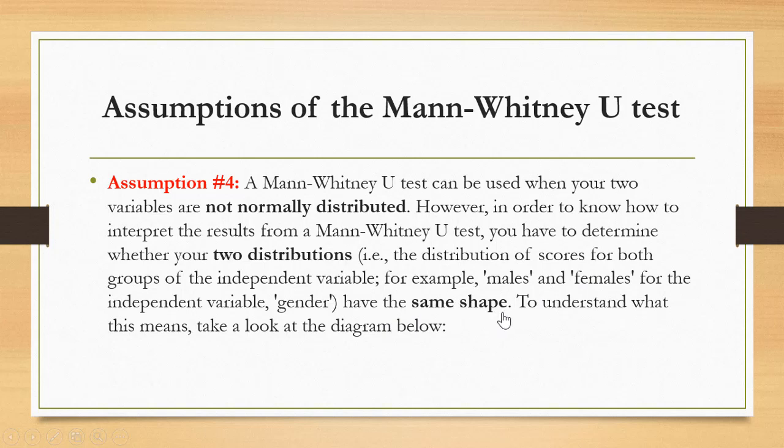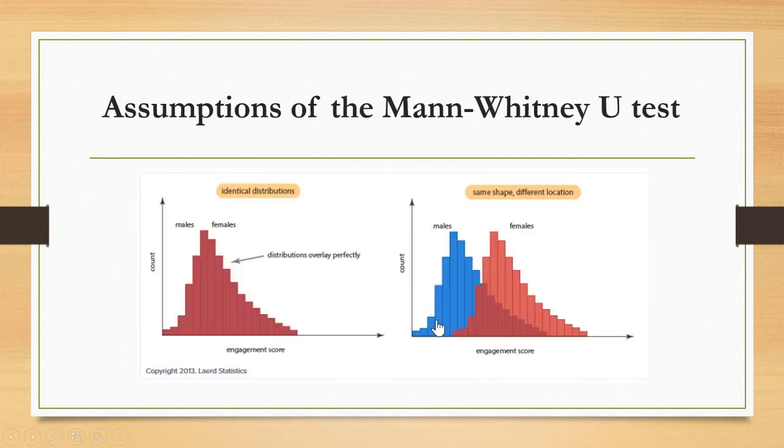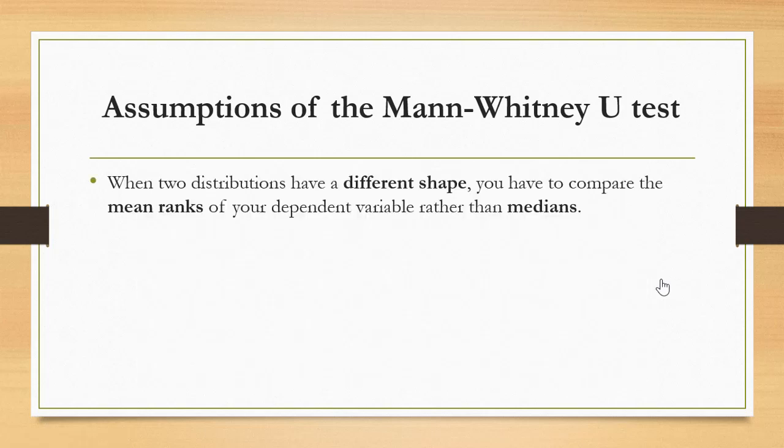To understand what this means, take a look at this diagram. So here, the same shape. These are identical distributions, to the extent that you cannot see the distribution of each category, males and females. This is the same shape, different location. Okay, so here you have the same curve that you can see. This assumption is needed in order to use the Mann-Whitney U-test. When 2 distributions have a different shape, you have to compare the mean ranks of your dependent variable rather than the medians, okay? So this is in case you have different shapes.